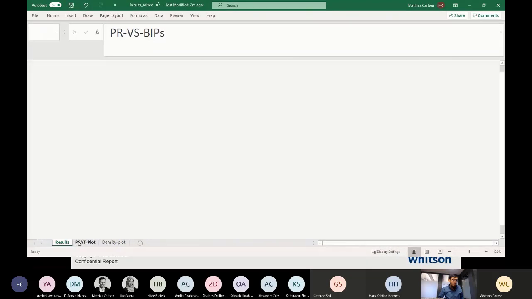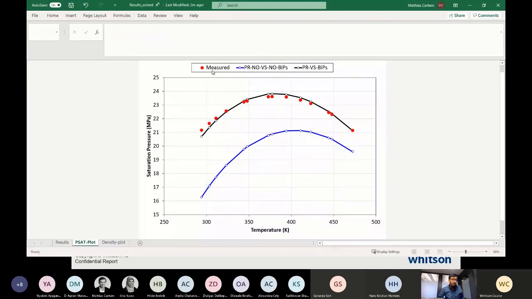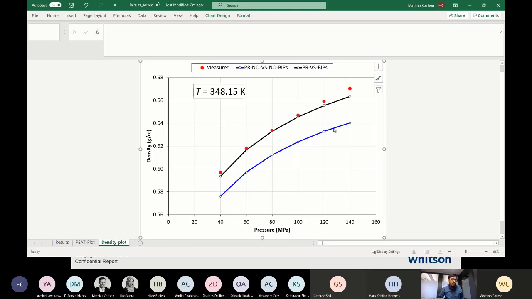So if we look at, for example, just the plot of saturation pressure, you can see the red points are the measured data. That's how the predictions look if you don't have any binary interaction parameters. But if you have binary interaction parameters, then your saturation pressures are greatly improved. Same if you go to the densities. If you don't have any binary interaction parameters, for the density the more important thing is the volume shift. So without volume shift, that's how the densities look, and with the volume shift, that's the black line, and you can see how these densities are improved.